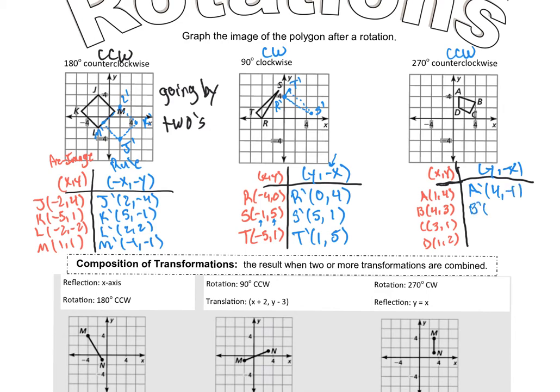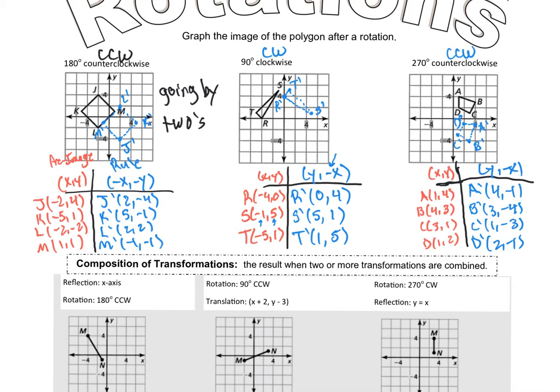B prime is (3, -4) then. C prime, (1, -3). And D prime will be (2, -1). Right? Just changing the sign of all those x values. Cool, and then I'm going to go ahead and pause the video again and graph this final image. So make sure that when you're graphing, you go ahead and label those points. Make sure you put the primes there, right?